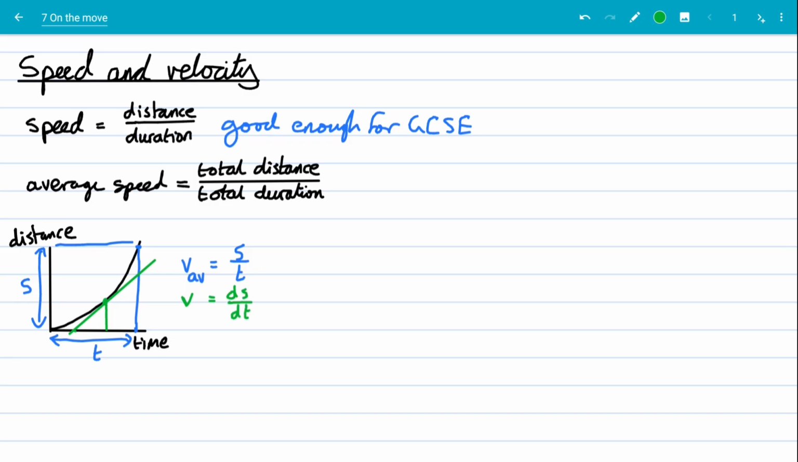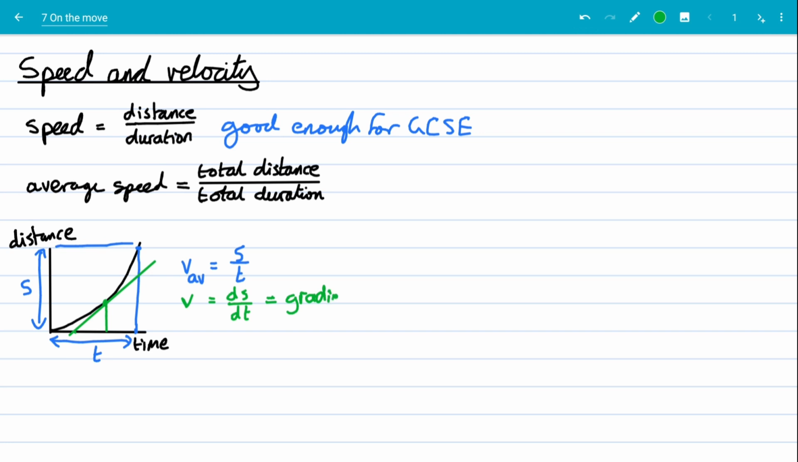Now that may be new notation to you. So let me just write down that this is the gradient of the tangent, and that is also equal to the instantaneous speed at that particular instant in time. That's labeled with that green line. Okay, fine. And that is pretty much as far as we would need to go with the difference between average speed and instantaneous speed.